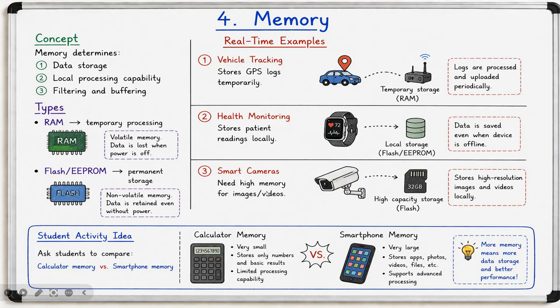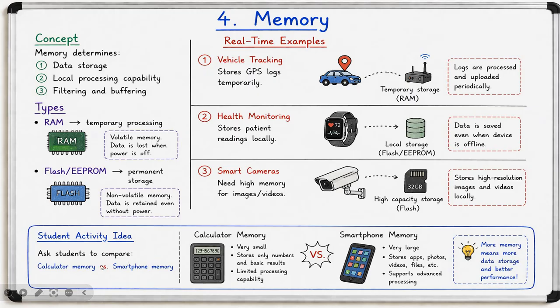And one more example is smart cameras, which need high memory for images or videos. Here the cameras require a large memory to store the images and video data, and higher memory helps in smooth recording and real-time video processing.